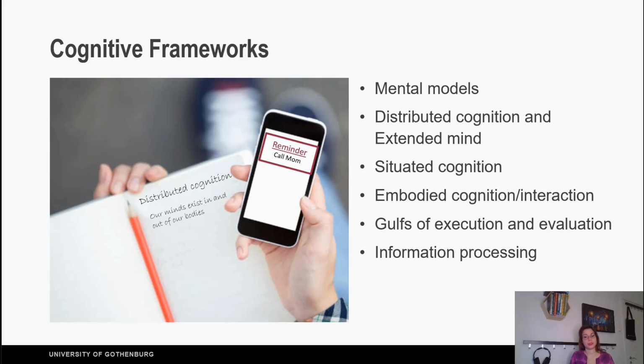Finally, information processing. It supports us in predicting user behavior based on the assumption that the human brain is like an information processor.